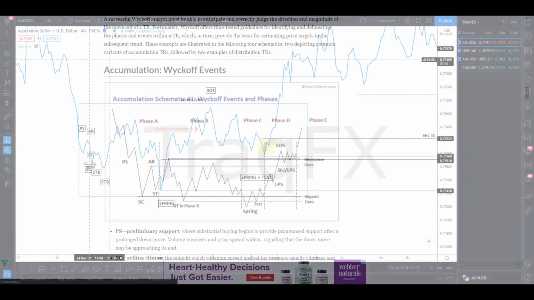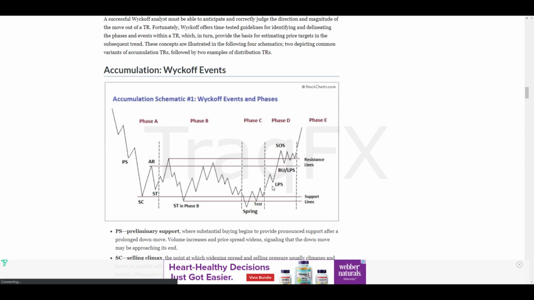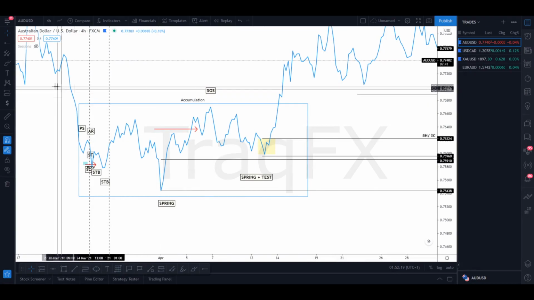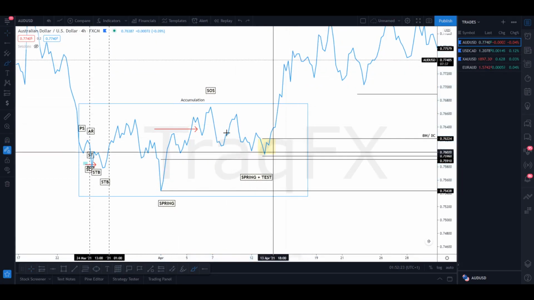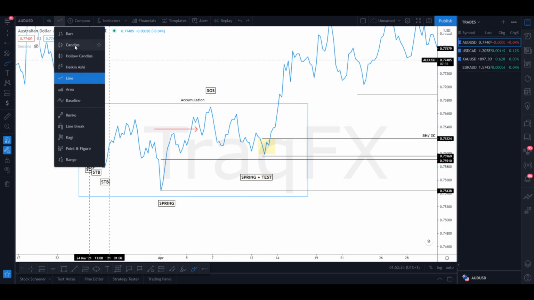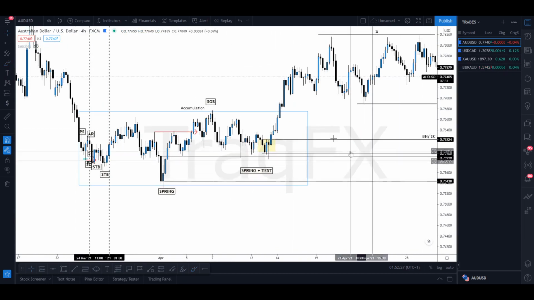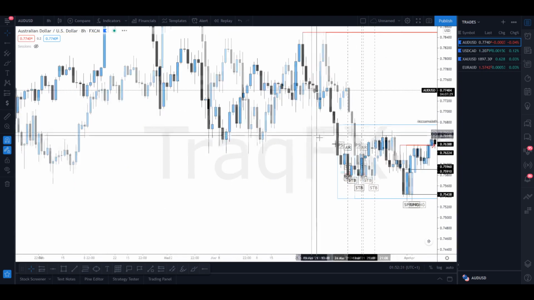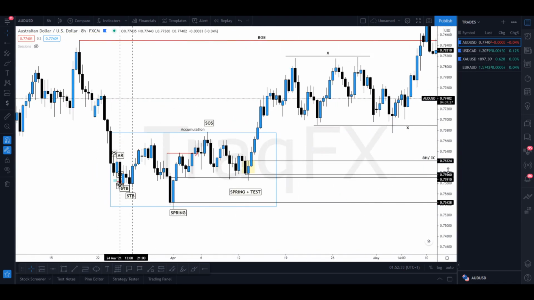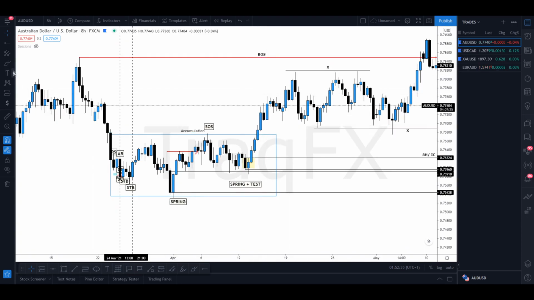Now, LPS. It says that this is the last point of support where the market makes that last pullback and then goes up. Now, what this Wyckoff does not tell you is that the market makes a push back down into the LPS. In this case, right here, we can see that the market pushed up, created that last pullback, and then pushed up again. What we want to look for is that last area of demand before the major impulsive move up.